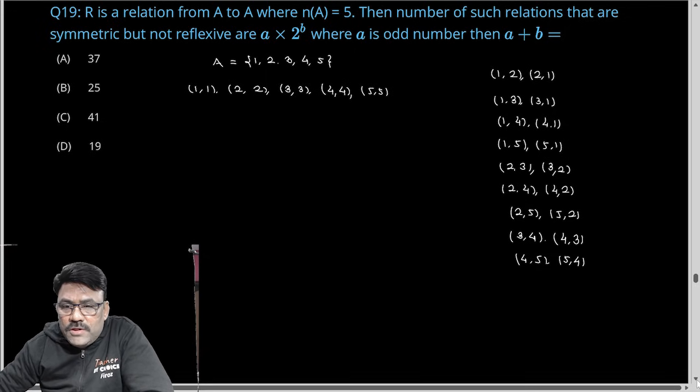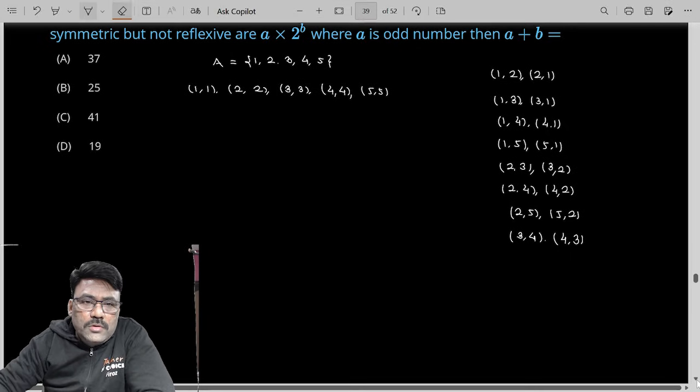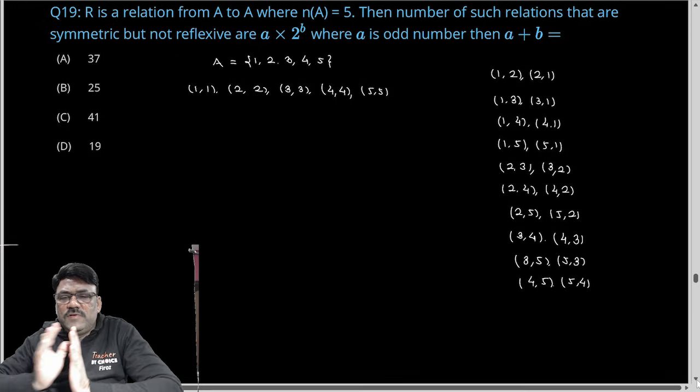So now it is 20. Still, I'm missing something here. 1, 2, 2, 1, 1, 3. 1, 2, 1, 3, 1, 4, 1, 5. Then I missed 2, 3, 2, 4, 2, 5. Then 3, 4, 3, 5. I missed actually 3, 4, 3, 5. 3, 4, 4, 3. Then 3, 5, 5, 3. And then 4, 5, 5, 4. So these are the pairs in A cross A.